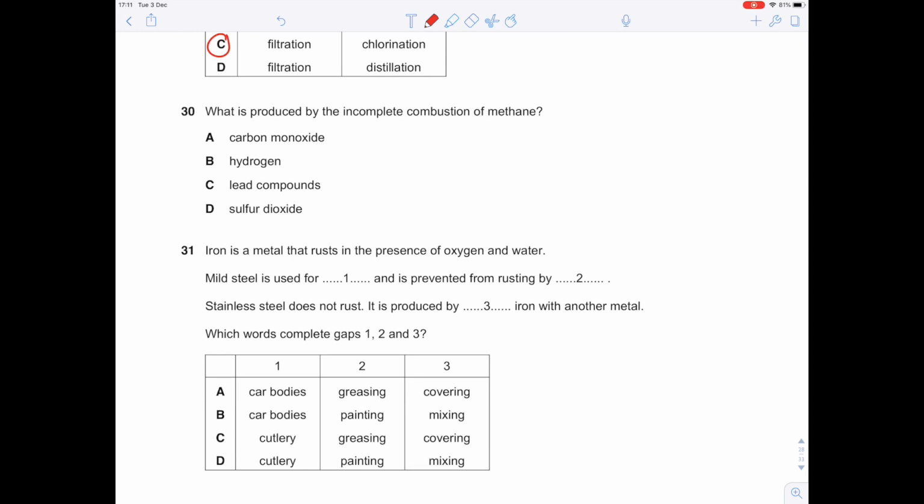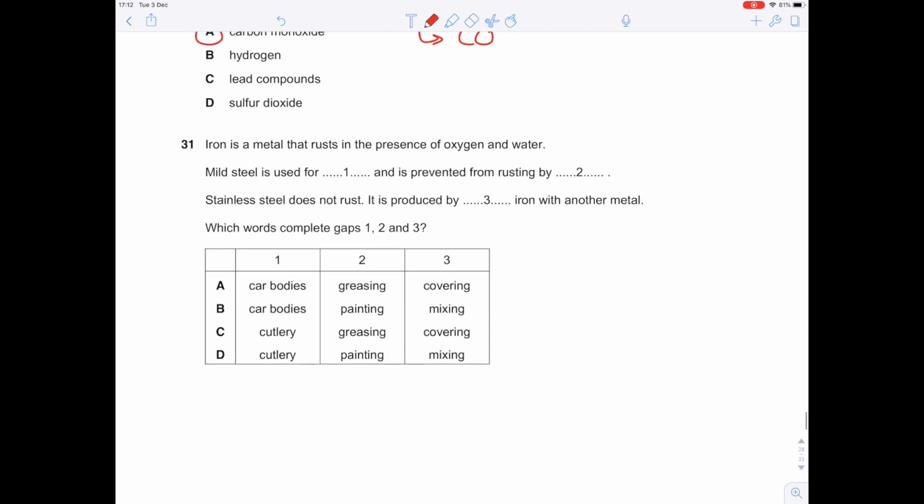What is produced by the incomplete combustion of methane? Crucially, you produce carbon monoxide when you do incomplete combustion. If it had been complete combustion, then you would have produced carbon dioxide. But the answer here is 30A.